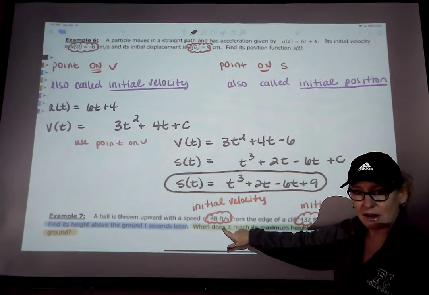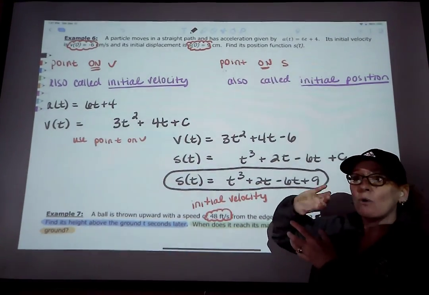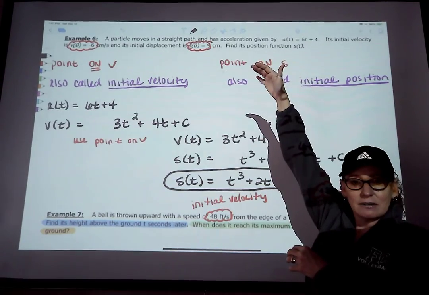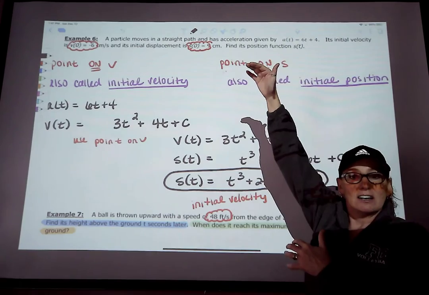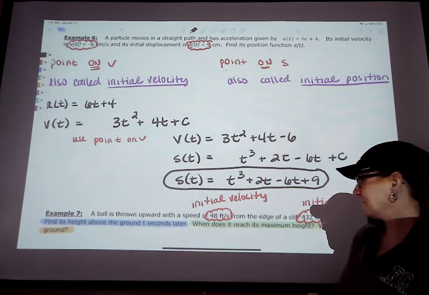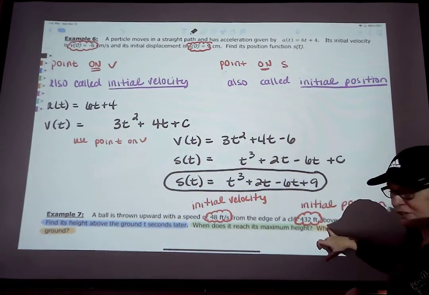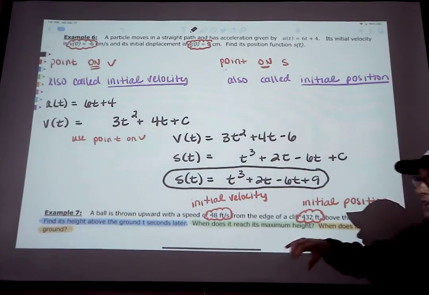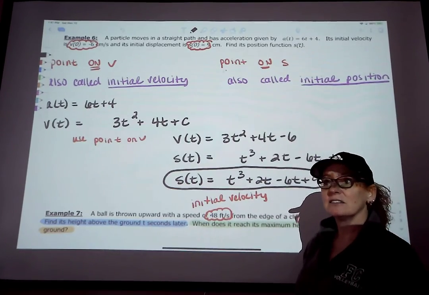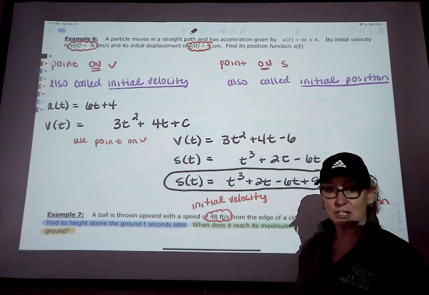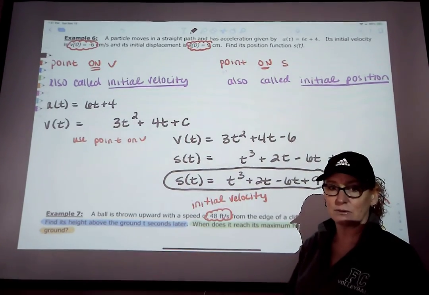When does it reach its maximum height? So at what time did it peak? How many seconds did it take for it to reach its maximum height? And then the last question: solve for t. When does it hit the ground? When is its position, its height, 0?